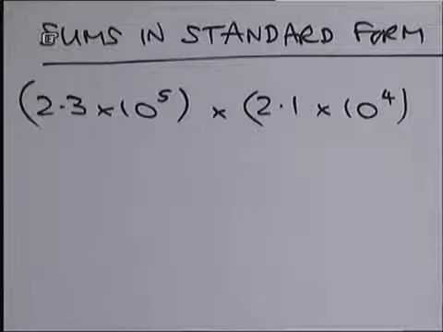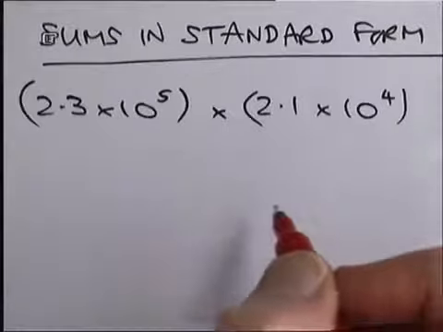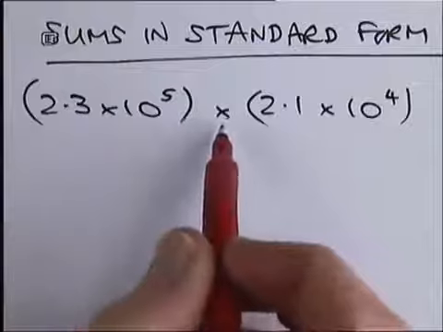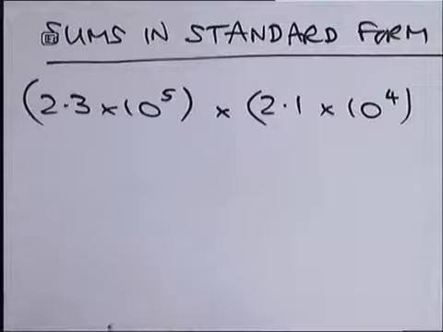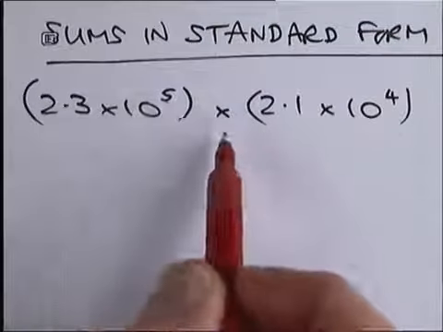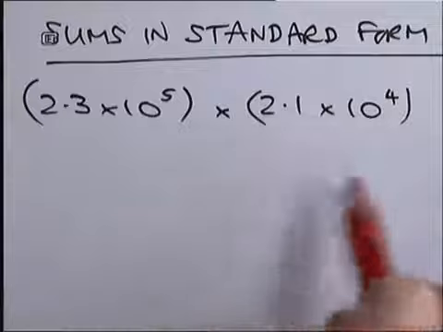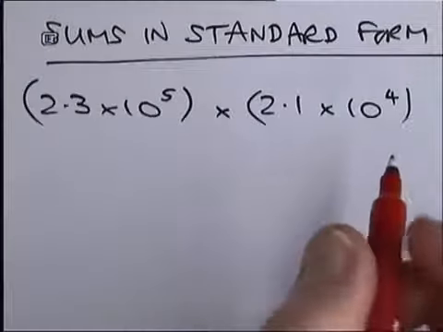In this video, we're going to look at how to do sums in standard form, or sums with numbers that are in standard form. There's an example for you here. You may have to do a multiplying sum with two numbers which are both in standard form. So I've got 2.3 times 10 to the power of 5 times 2.1 times 10 to the power of 4. And we're going to do this without a calculator.